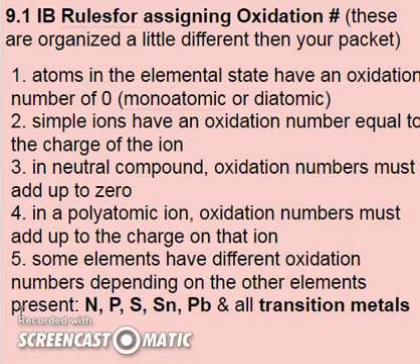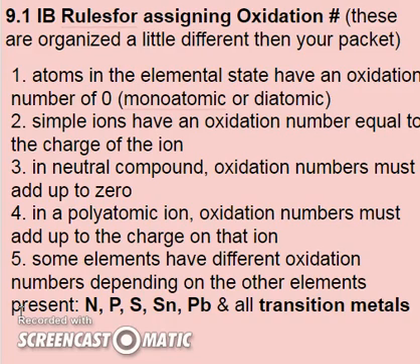So the atoms in the elemental state have an oxidation number of 0, which makes sense because the overall charge on it is 0. And you can't have one atom being positive and one negative to add up to 0, since they're the same atom. Simple ions have an oxidation number equal to the charge on the ion. In a neutral compound, they have to add up to 0. In an ion, they add up to the charge on that ion.